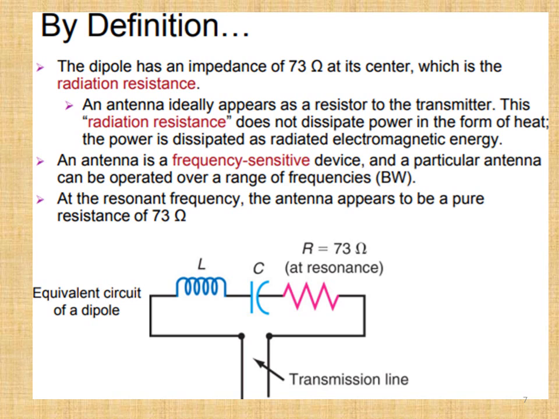The radiation resistance is a resistance which is assumed, and it actually gives a certain type of noise from the antenna. It is an imaginary resistance which we consider for the antenna, and at the resonant frequency the antenna appears to be purely resistive at 73 ohms. So this is about the radiation resistance at resonance, and this is the equivalent circuit of this dipole.